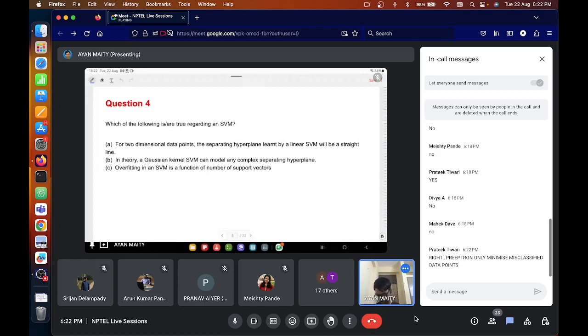Question 4. Which of the following is or are true regarding an SVM model? Option A: for two-dimensional data points, the separating hyperplane learned by a linear SVM will be a straight line. Option B is, in theory a Gaussian kernel SVM can model any complex separating hyperplane. Option C is, overfitting in an SVM is a function of number of support vectors. So these are the three options. One or more options may be correct in this question.